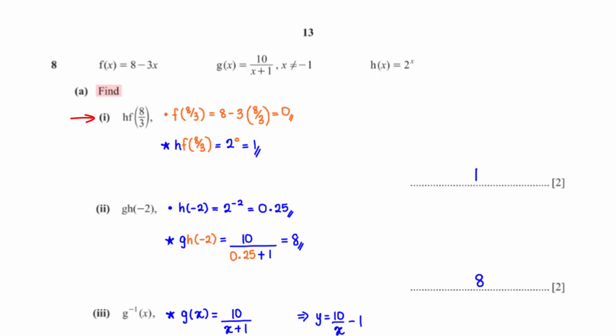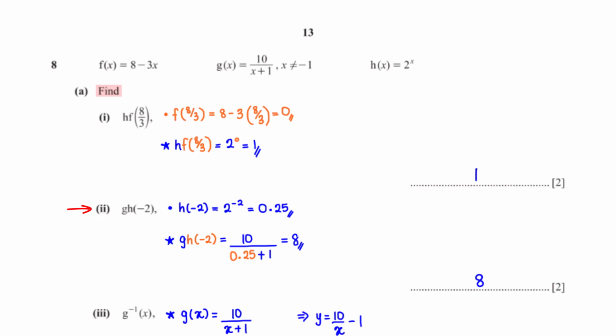Find h of f of 8 over 3. First, let's find f of 8 over 3. To get f of 8 over 3, we replace x in f of x with 8 over 3. This gives us 8 minus 3 times 8 over 3, which is equal to 0. To get h of f of 8 over 3, we replace x in h of x with f of 8 over 3, which we found to be 0. So we have 2 raised to the power 0, which is equal to 1.